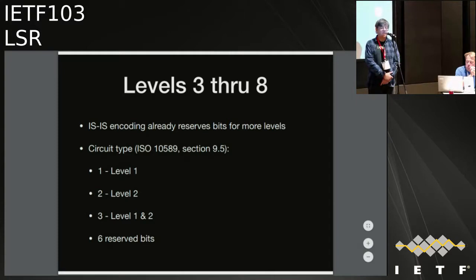Levels 3 through 8 are available. The folks who designed ISIS were somewhat prescient, and they very nicely reserved more bits in the circuit ID for us and did not use them. Right now, there are only 3 values that are defined. Bit 1 is level 1, bit 2 is level 2. You can turn on both if you're an L1/L2, but there are 6 reserved bits just sitting there. I'm proposing that we turn those on and make those levels 3 through 8.